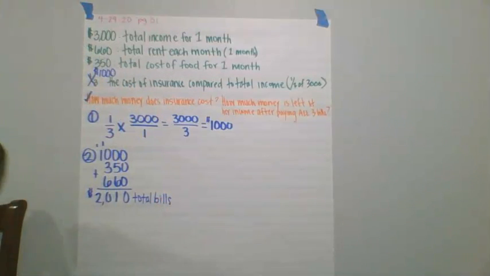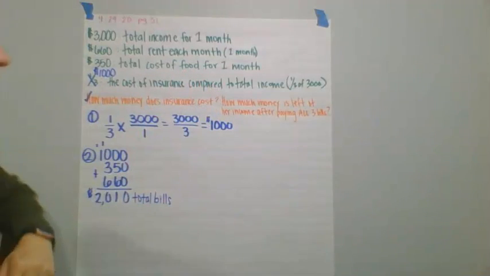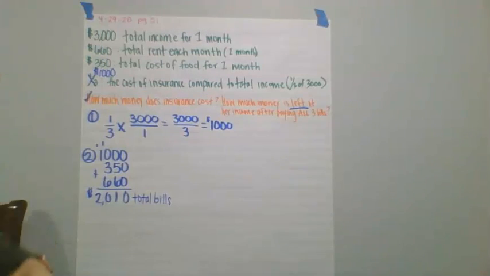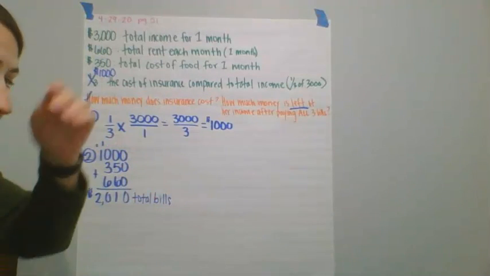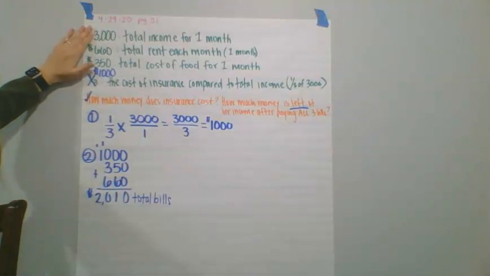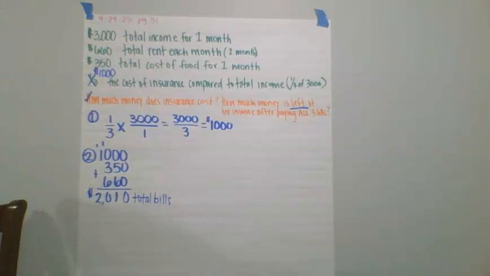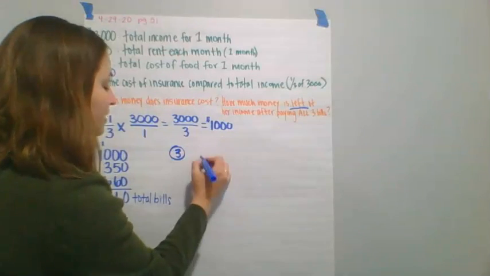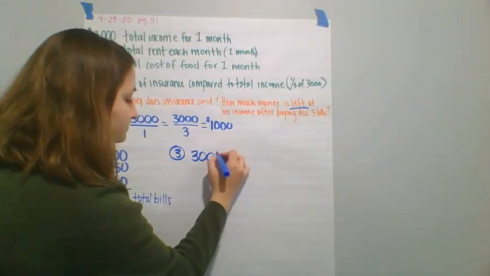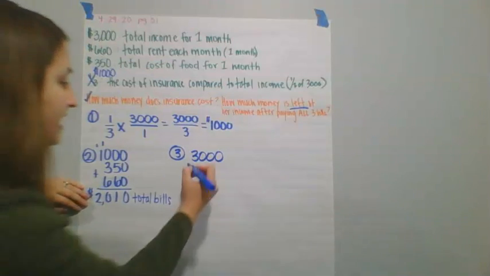But what's important is we're not trying to figure out necessarily what her total bills are. We're trying to figure out how much money she has left after she pays them. So think about that word left. How much money is left? If we're finding out how much money is left, we're trying to find that difference between the amount of money we make and the amount of money we're spending to figure out how much is left in our bank account. So we're going to take that 3,000. So this is going to be the third step. We're going to take 3,000 and we're going to subtract away 2,010.